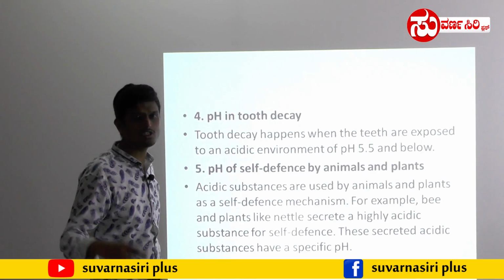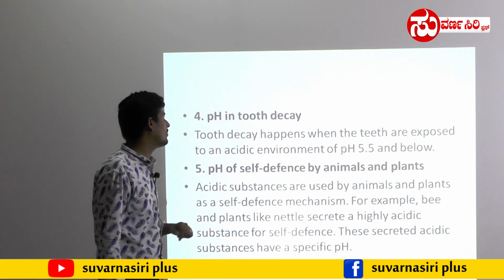So these are the 3 important uses. Still 2 more uses are there, that is pH in tooth decay.